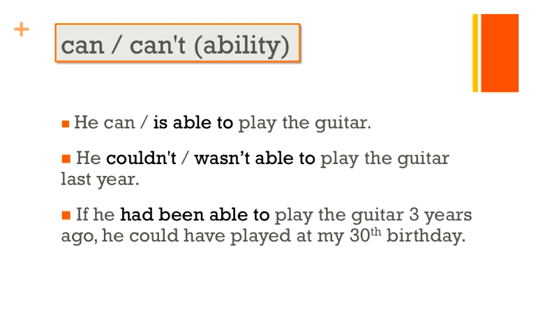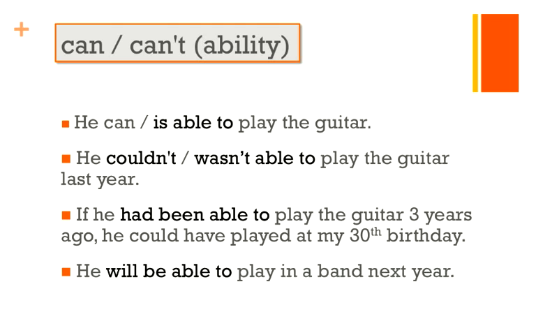Or let's make a more complicated sentence. If he had been able to play the guitar 3 years ago, he could have played at my 30th birthday. If he had been able is the past perfect, and here you have to use to be able to. You cannot use the can anymore, and you cannot use the can in the future. So here there's only the possibility he will be able to play in a band next year. Please remember, you can replace can with to be able to and then put it into all the different tenses.